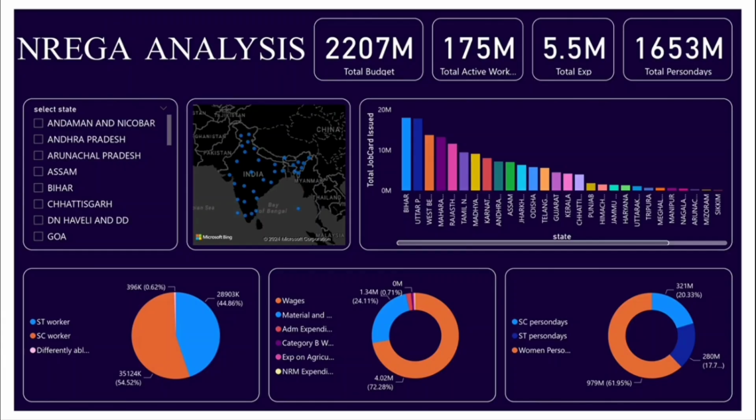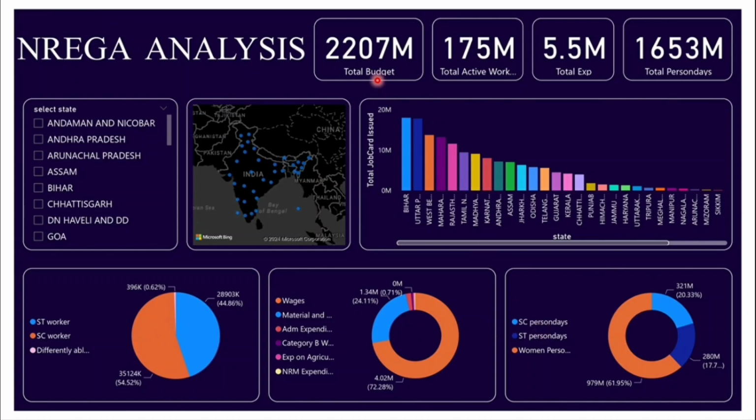This is the final dashboard of our project, which has been made using Power BI. First, I will tell you about the visualizations I have used in making this dashboard. These four are cards. This is a slicer, this is a map, this is a stacked column chart, this is a pie chart, and these two are donut charts.